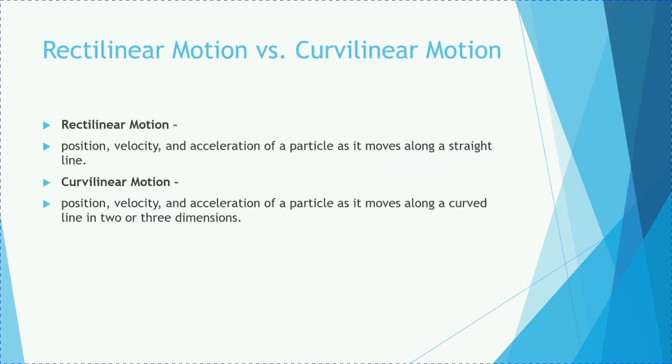Now let's start talking about the types of motion that you will see. You will see either rectilinear motion or curvilinear motion. Rectilinear, moving along a straight line. Curvilinear, moving along a curved line. Could be 2 dimensions, could be 3 dimensions.